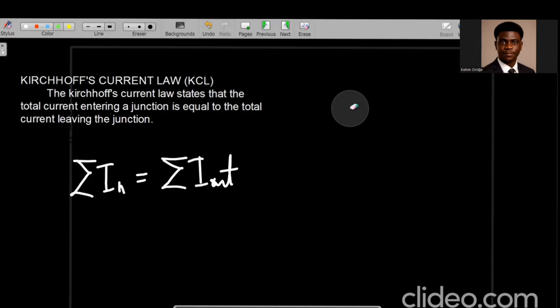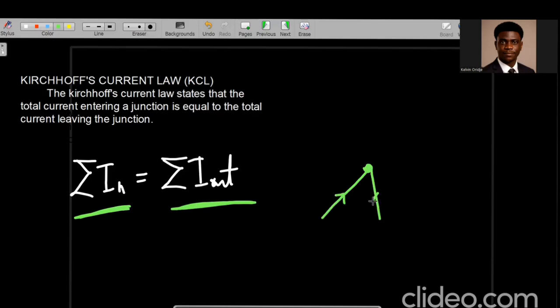Kirchhoff's current law states that the total current entering a junction is equal to the total current leaving the junction. This means that in any junction, there is no accumulation of current. Now, the summation of the current entering the junction is equal to the summation of the current leaving the junction. Let's picture a junction. Let's say this is a junction, and we have different currents entering this junction. Let's say these are currents entering the junction, and these are also currents leaving the junction.